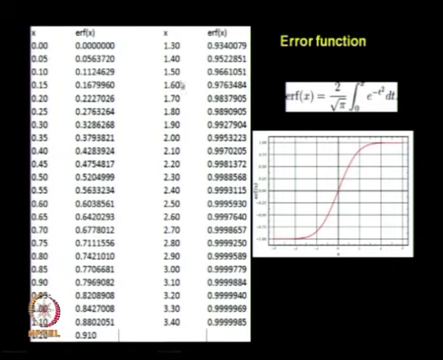So after about 1.7 or 1.8 we can practically assume, if x is above 1.8 or 1.9 and so on, that the error function of that is almost equal to 1. So this particular table we are going to use in our problem to calculate the yield.